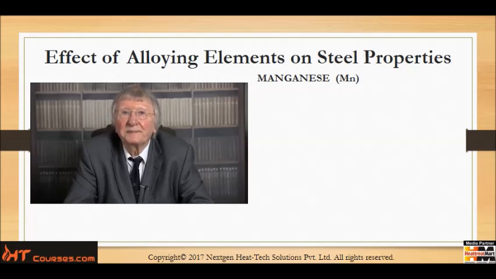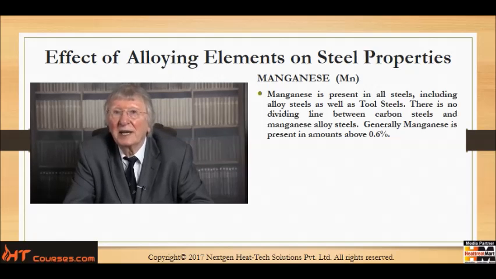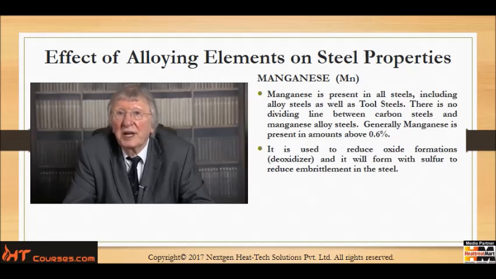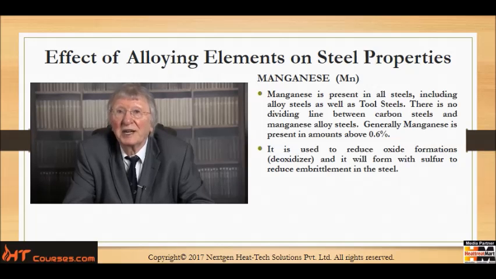Manganese. Manganese is present in all steels, including the alloy steels, as well as tool steels. There's no dividing line between the carbon steels and manganese alloy steels. Generally, manganese is present in amounts above 0.6%. It's also used to reduce the oxide formation. In other words, it's used as a deoxidizer, and it will form with sulfur to reduce embrittlement in the steel.